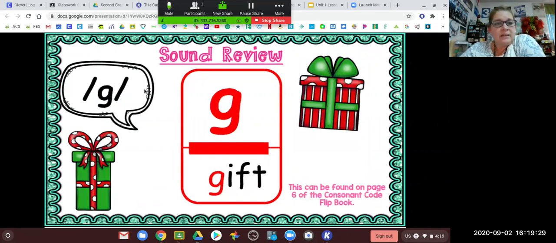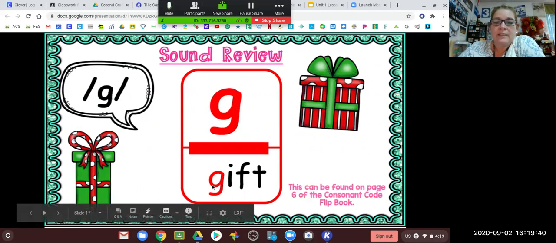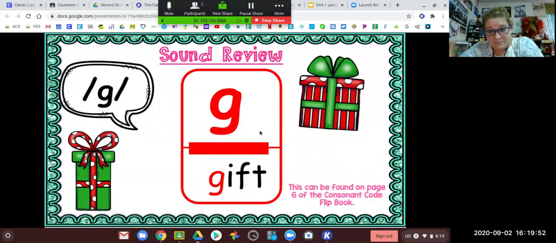We now have the G sound. It's not "guh", it's G. Okay, really quick, G. And it's made with the letter G, like in the word gift. Gift. And you can tell from the power bar that it's used much more often than any other letter will be used. But we'll talk about that at a later time.